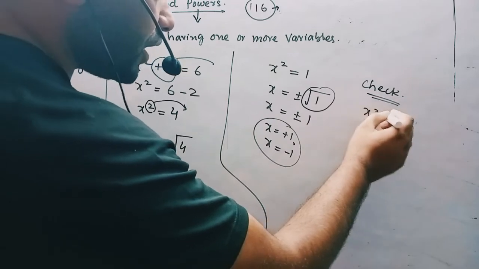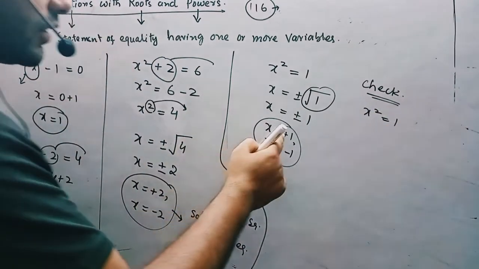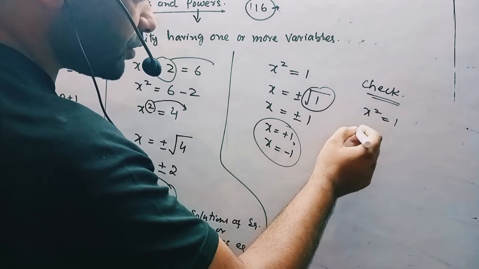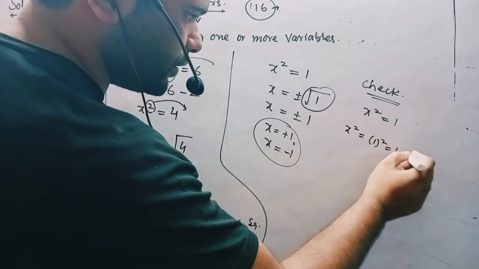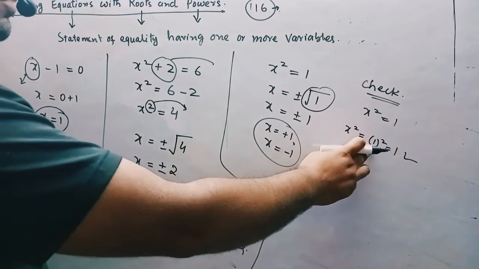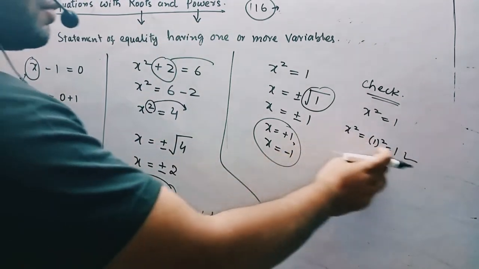I have the equation x square equal to 1. When I take x equal to plus 1, x square is plus 1 square, which is equal to 1. So when I put the value of x as plus 1, it comes out equal to 1.